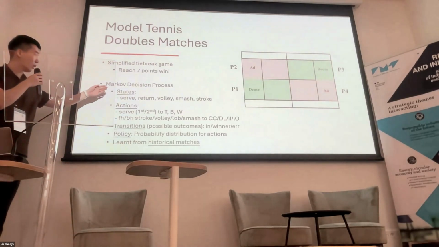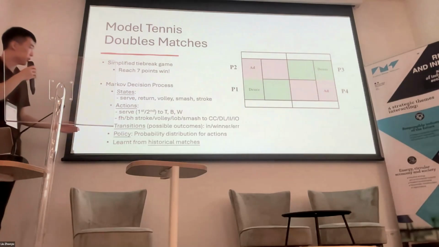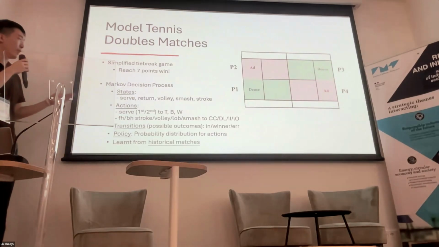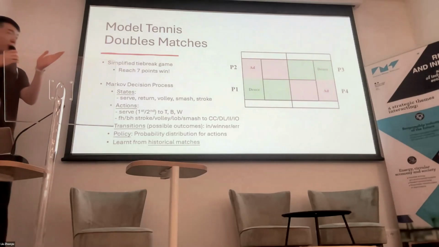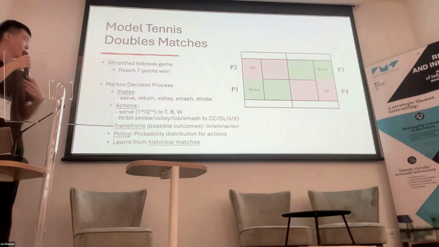The Markov decision process consists of different modules: states, actions, transitions, as well as policies. For the states, we model the game with 6 different kinds of states. For example, the serve state, the return state, the volley, which means when a player hits the ball at the net, and also the smash and the stroke.